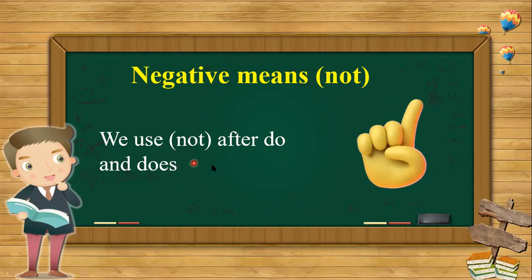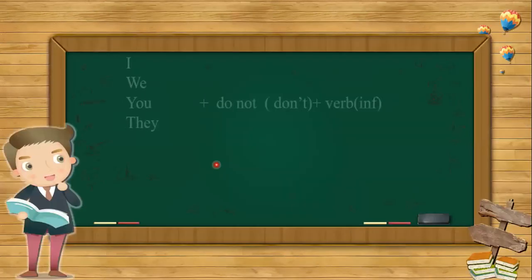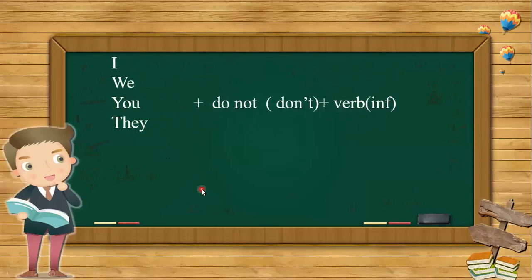Okay, now let's see. Like I told you, group number one, I, we, you, and they, take do, and do carries not. It becomes do not. I do not. We do not. You do not. They do not. Or I can say the short form of do not is don't.